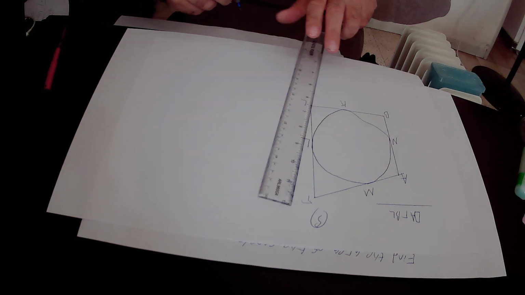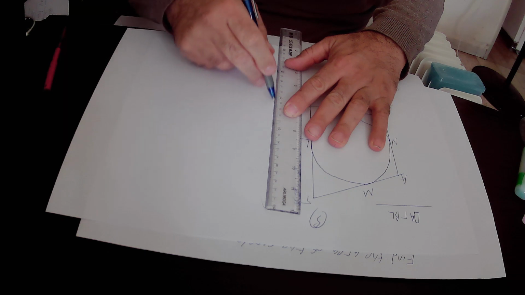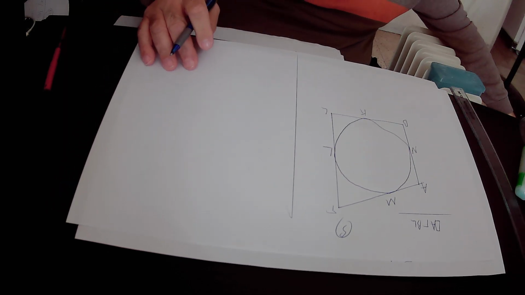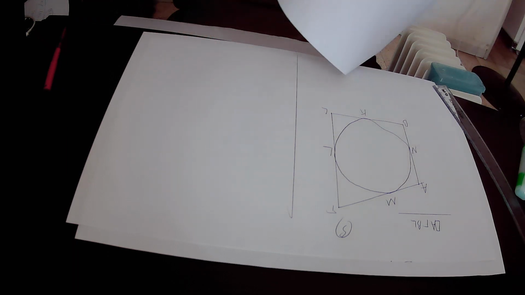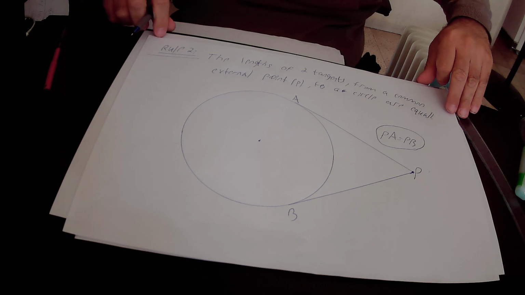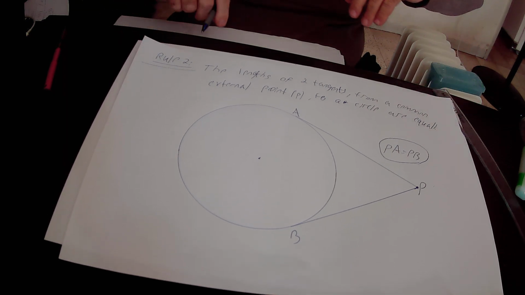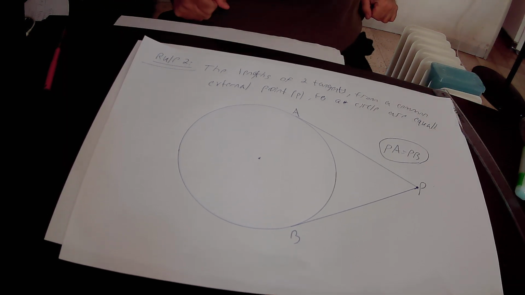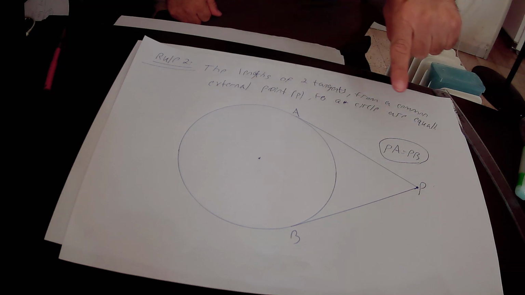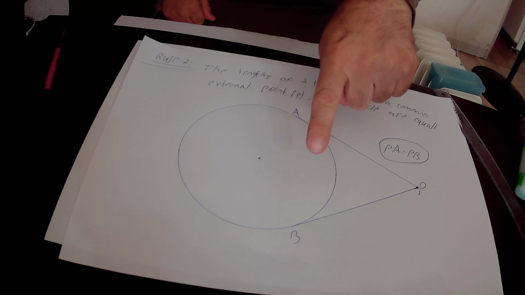So in the next step, I present to you a new rule and we will implement the new rule number 2 in our drawing. According to rule number 2, the lengths of two tangents from a common external point to a circle are equal. We have the common external point, point P. From point P, we have two tangents to this circle. Tangent PA is tangent to this circle at point A, and tangent PB is tangent to this circle at point B.